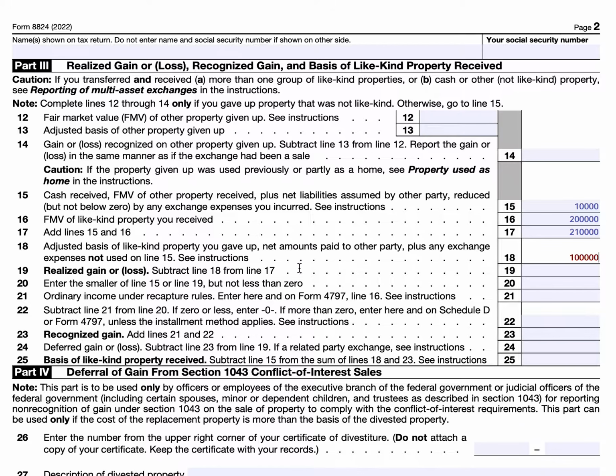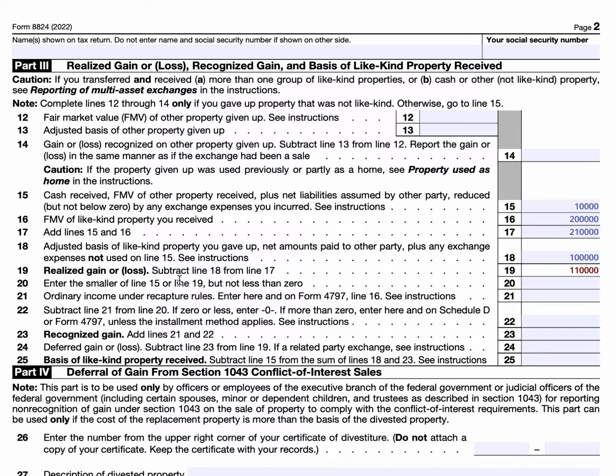So subtracting line 18 from line 17, that means the realized gain is $110,000. This basically is saying if his old investment property had a $100,000 adjusted basis, and then he received $210,000 in terms of the new house plus a little bit of cash on top, his realized gain is $110,000.